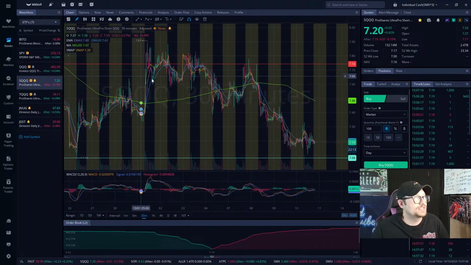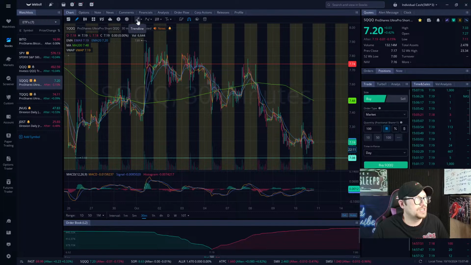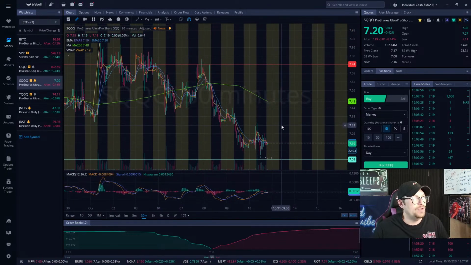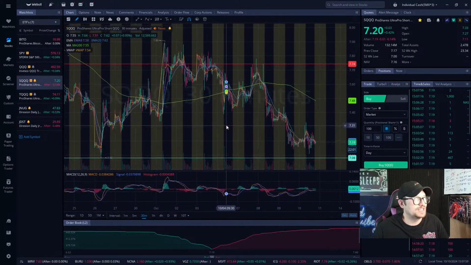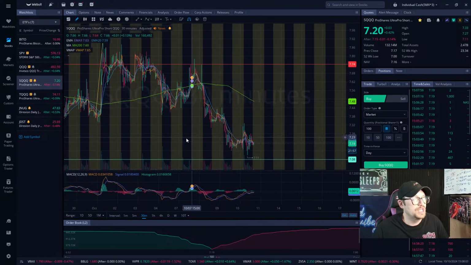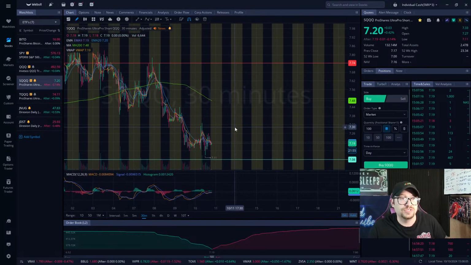Now, SQQQ, potentially you could have traded a few different times throughout the day. This would have been a nice day trade here, 7% right there, very nice. And now we're getting to that setup here where it's at that $7 mark. So it was a very nice upside down reversal, but what goes down usually has to go up, and vice versa.